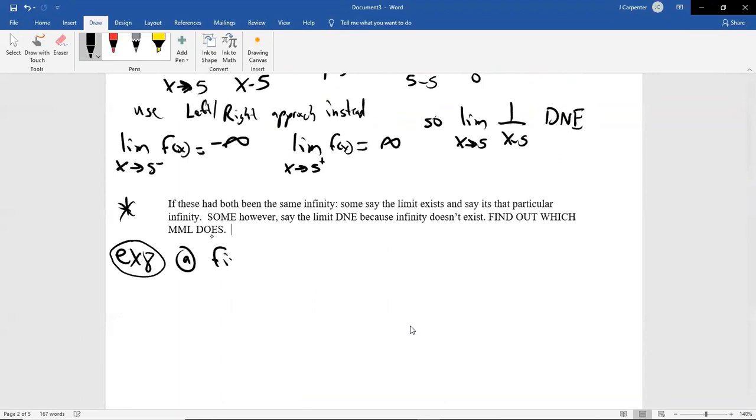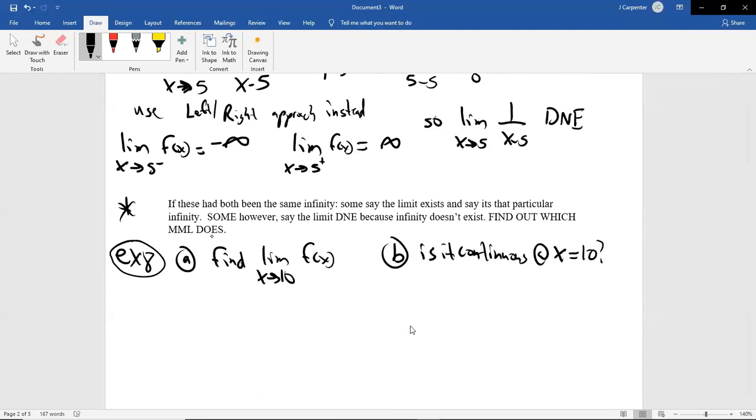A, find the limit as x approaches 10 for f of x, and I'll put that down in a minute. And then for B, is it continuous at x equals 10? And our function is going to be piecewise defined. And it's going to be x plus 7 and 2x minus 3.